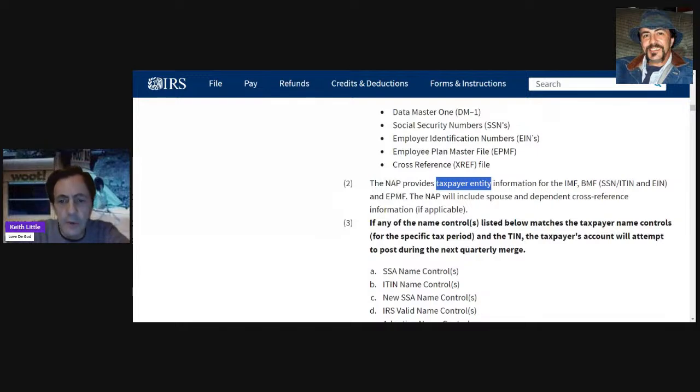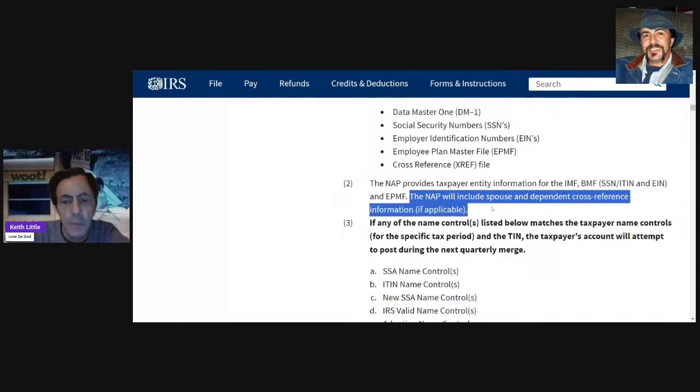Entity information for the individual master file, birth master file, SSN, ITIN, and EIN. So what they don't tell you here is that that Social Security number is in fact a tax identification number. And EPMF. The NAP will include spouse and dependent cross-reference information if applicable.